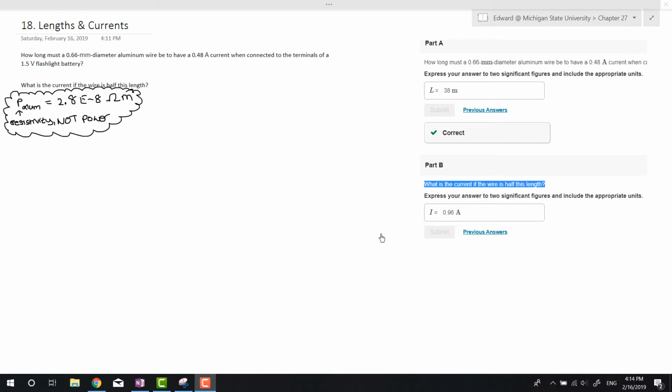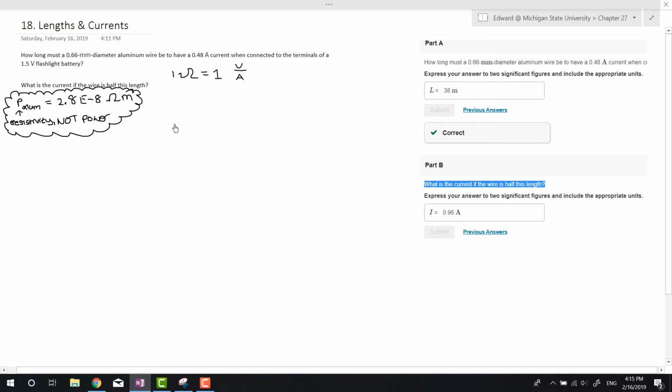So things right off the bat to know: you won't find this anywhere, or you could probably Google it or find it in your book. The resistivity, not the power. You'll find this out in chapter 28. The symbols look the same to me, at least. The resistivity of aluminum is 2.8 times 10 to the negative 8 ohm meters. And I'm just going to write out how 1 ohm is equal to 1 volt over amp. So we're asked to find the length.